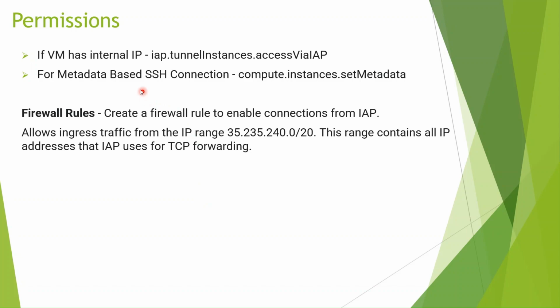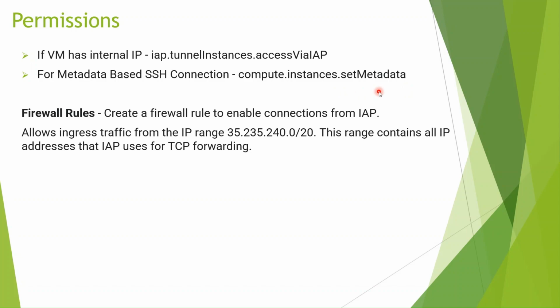After that, for the permissions: if you have a VM with an internal IP, you have to give this specific role so that it can create a tunnel connection. And if we are using metadata-based SSH connection, which we are talking about in this video, this role is very important. We have to give this role so that it can set the metadata. And one more role is the service account user role. Never forget that role. If you have a service account attached to your VM, you need this specific role, the service account user role.